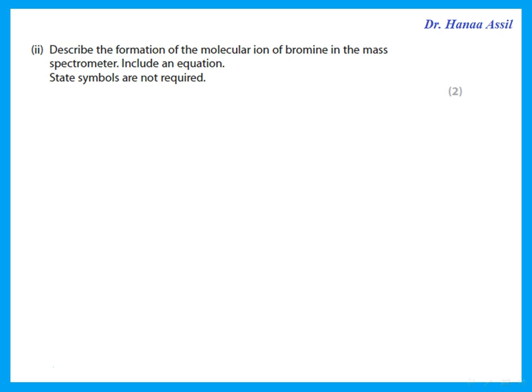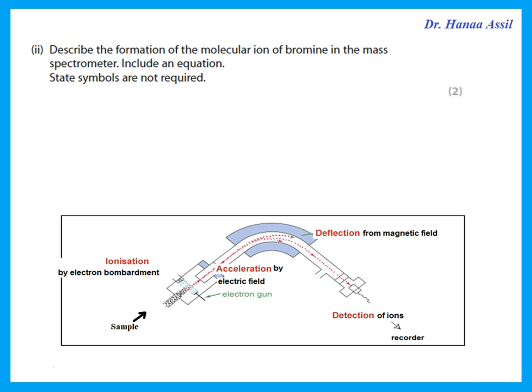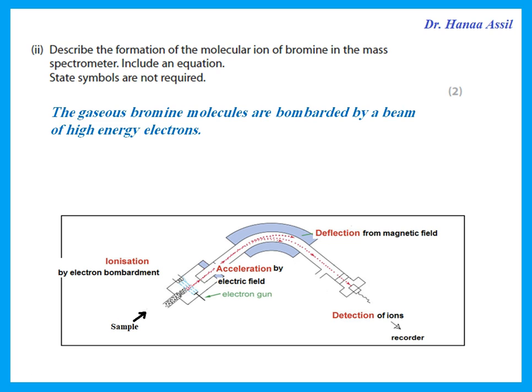Describe the formation of the molecular ion of bromine in the mass spectrum. Now, what happens in the mass spectrum? Do you remember what happens in the mass spectrum? The first thing that happens is ionization. So he's asking, how do we do ionization of bromine? Well, this is by bombardment by a beam of high energy electrons.